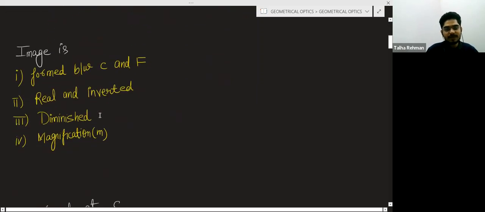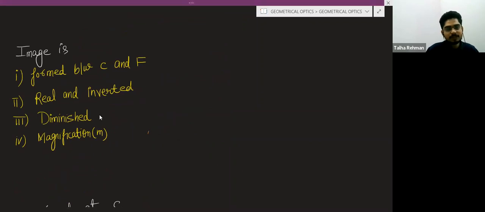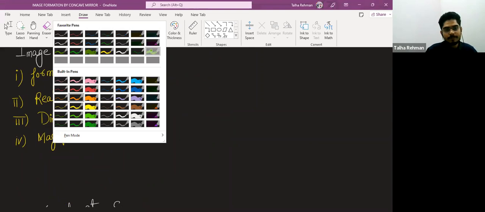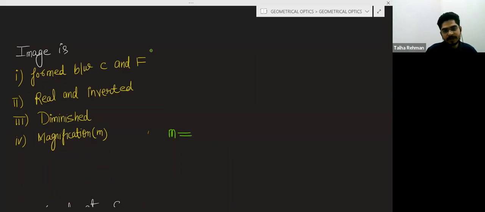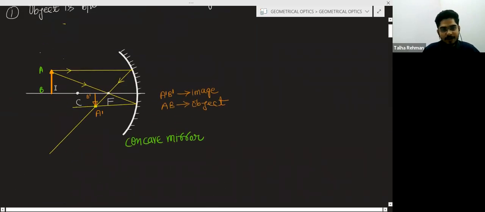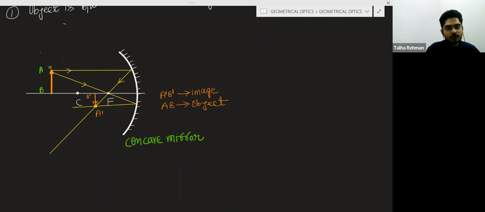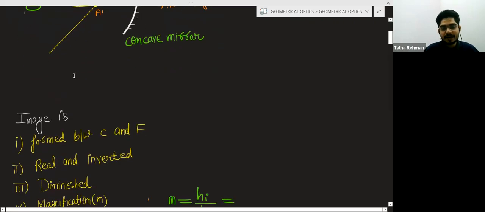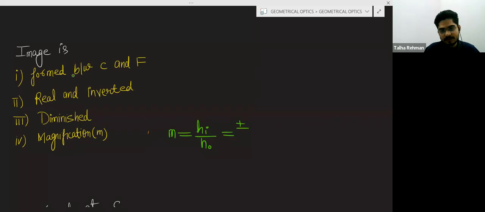Now there is one more term, magnification. Magnification is represented by m. It is given by height of image divided by height of object. In this case the height of image is less and the height of object is greater. But since the image is above the principal axis, you take the height of image as positive and the height of object as negative. So this term will be positive and this term will be negative, so finally you will get negative.